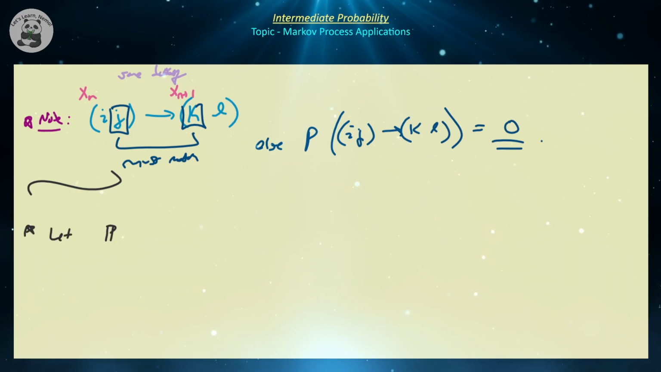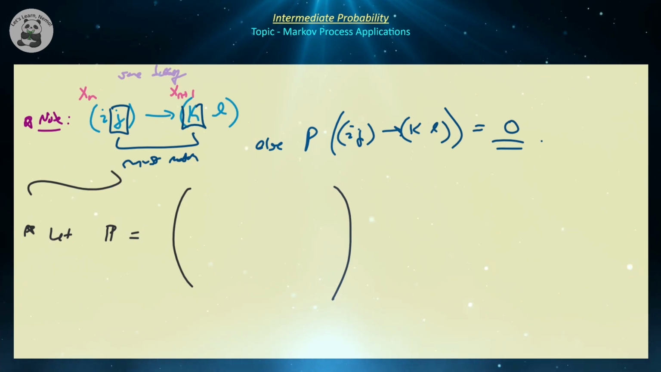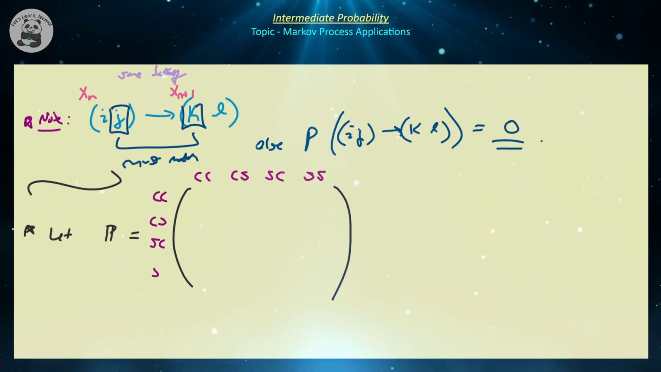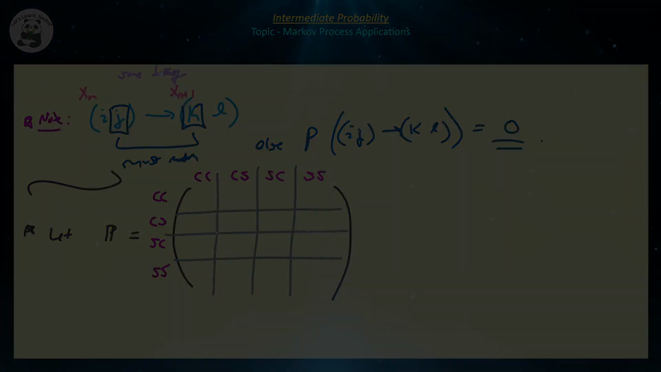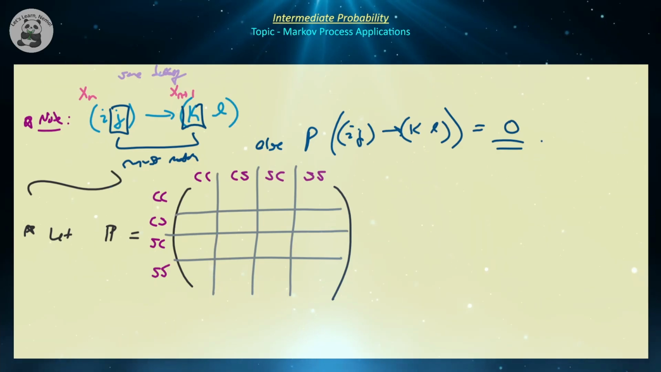So let P be equal to the following. Let's do CC, CS, SC, and SS, and do the same exact order here: CC, CS, SC, and SS. Let's just draw some lines so our matrix doesn't look too ugly. The first thing that I want to do is figure out all the cells in this particular matrix that have to be equal to 0, which should be half of them.